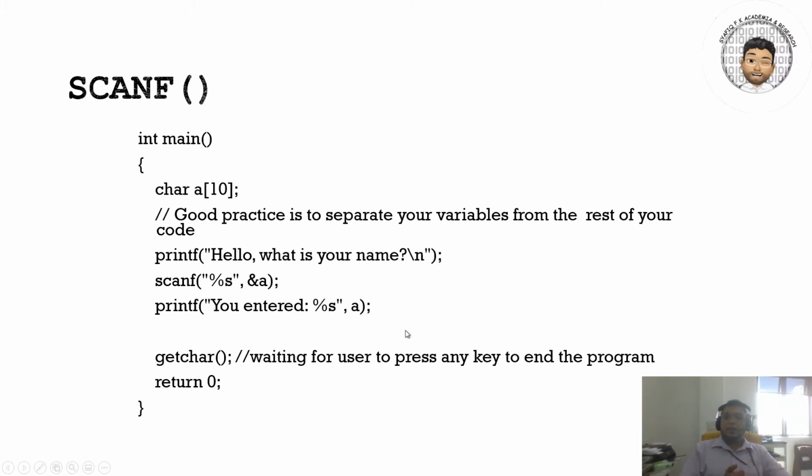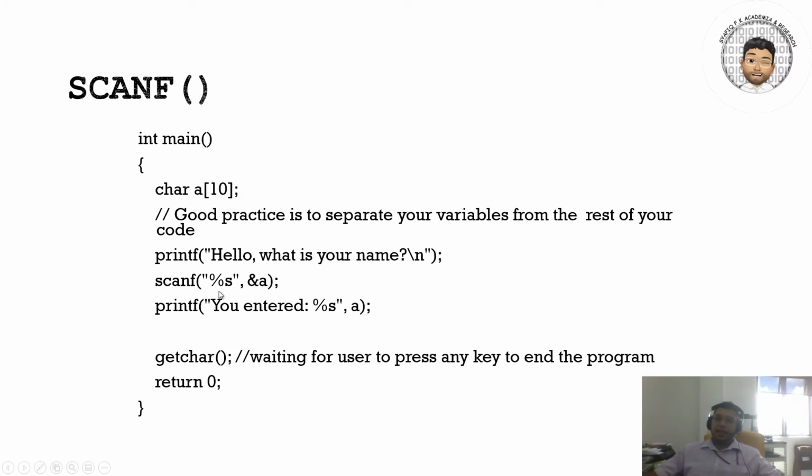This is an example of you using scanf. Instead of slash star or star slash for comments, you can also use double slash like this one, but double slash only lets you exclude one line. Here we have int main, char A[10], which means character A consists of 10 alphabet symbols. Here you have printf, hello, what is your name, backslash n. Backslash n represents skipping one line.